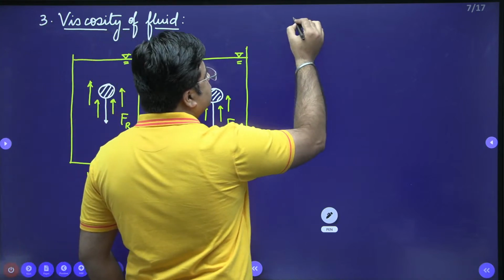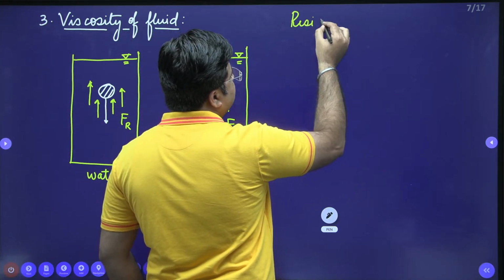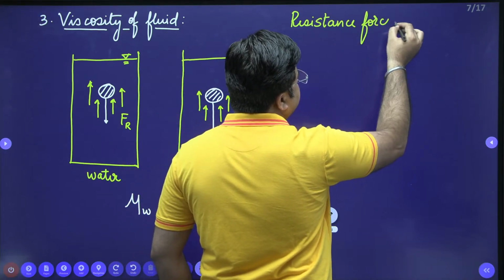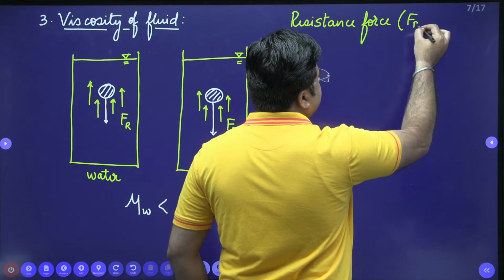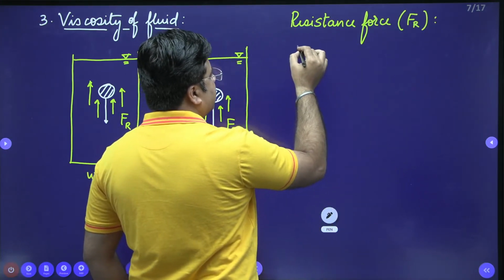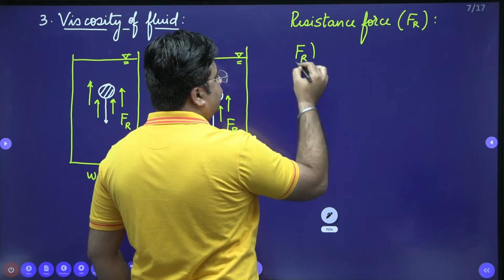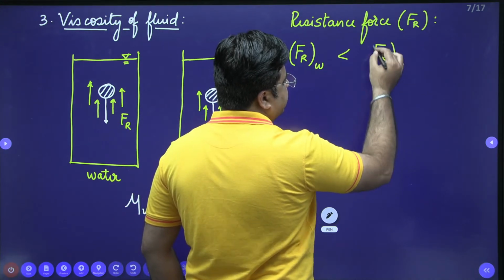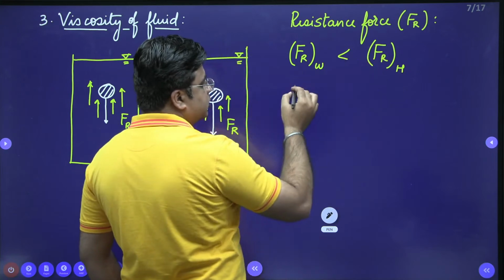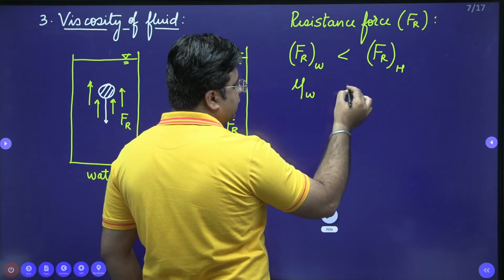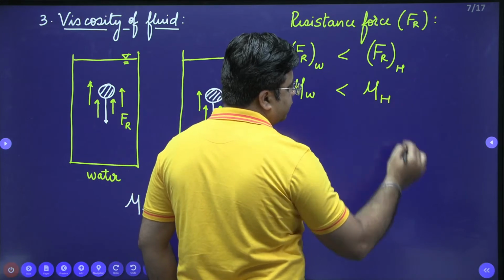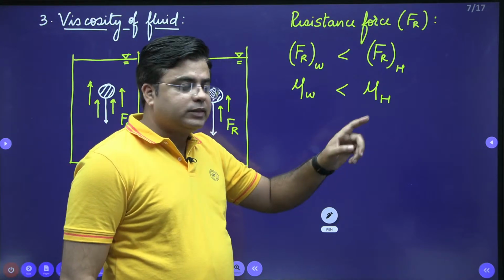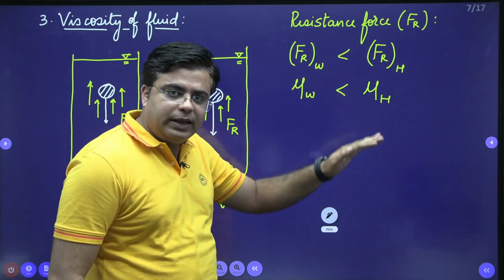So resistance force, Fr, is resistance force. This resistance force is also known as drag force. So the resistance force Fr offered by water will be less than the resistance force offered by honey. Why? Because viscosity of water is less than viscosity of honey. If resistance offered by honey is more, then in this case, settling of solids in honey will be less.